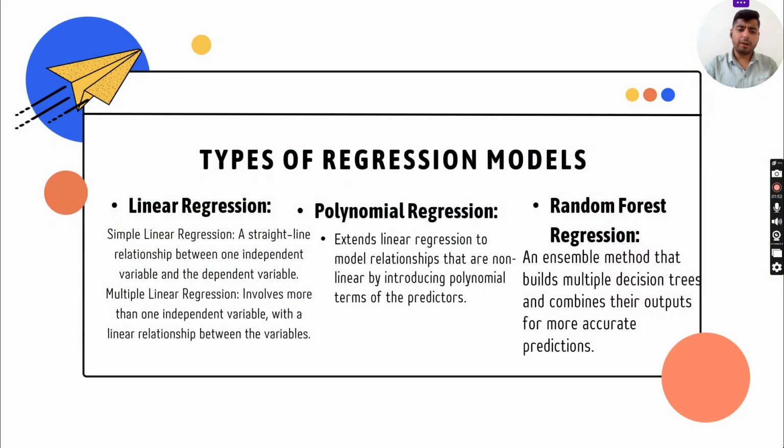Next, types of regression models. First type is linear regression. In simple linear regression, there is a straight line relationship between one independent variable and a dependent variable. Multiple linear regression involves more than one independent variable with a linear relationship between the variables. Next is polynomial regression, which extends linear regression to model relationships that are non-linear by introducing polynomial terms of the predictors.